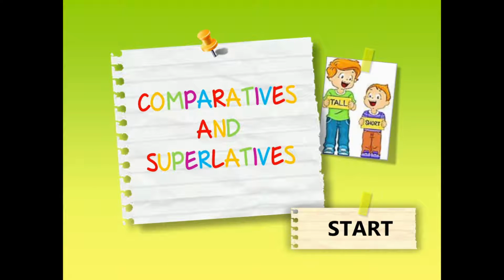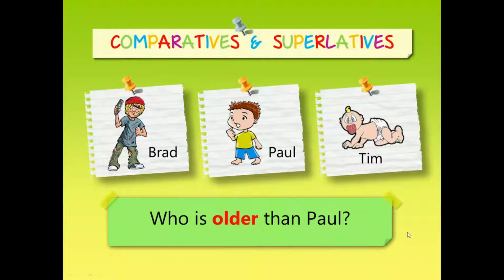Now it's your turn. I will show you 3 pictures. Try to think of the answer. Okay, let's begin today's activity. Who is older than Paul? Take a look at the pictures. Is it Brad or is it Tim? Yes. That's right, it's Brad. Brad is older than Paul.